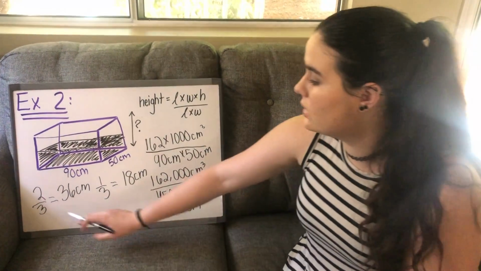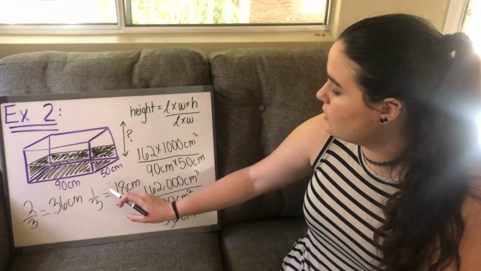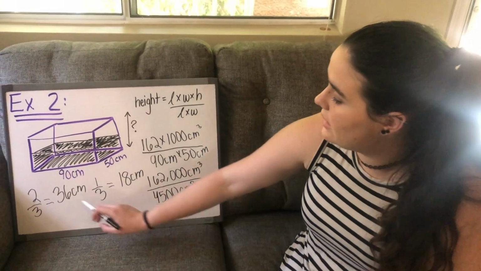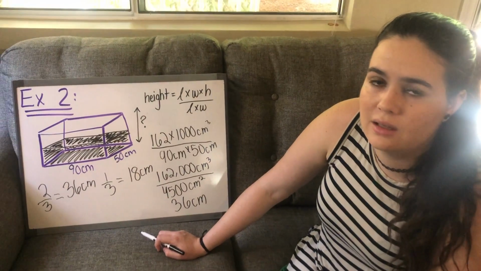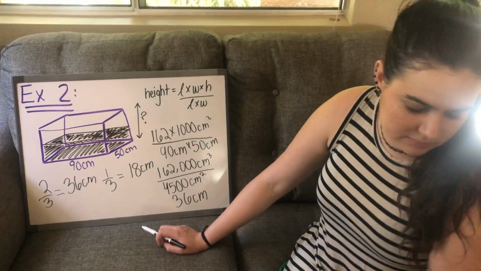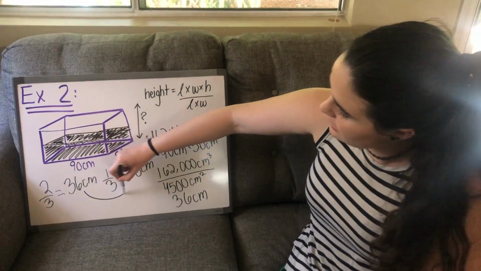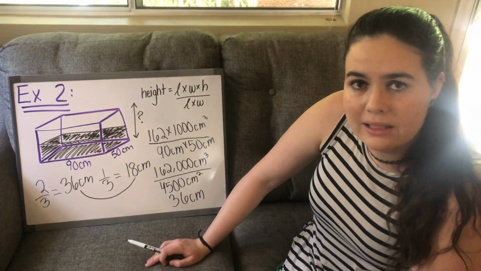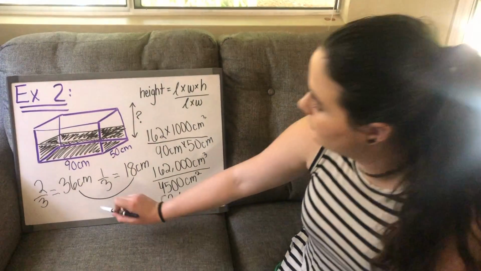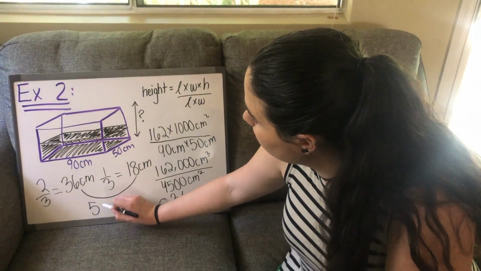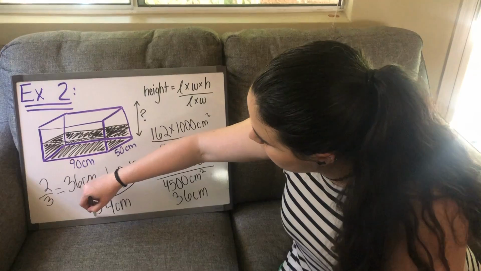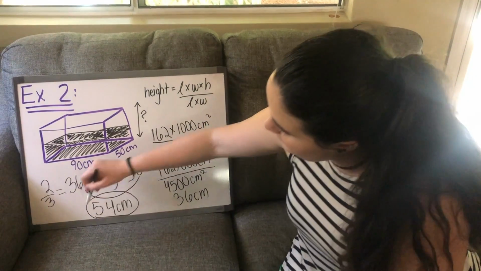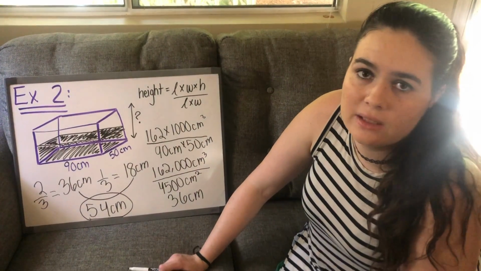So now that we know what 2/3 is, and we know what 1/3 is, we can add these two numbers together to find the full height of our container. 36 centimeters plus 18 centimeters is 54 centimeters. The full height of this container is 54 centimeters.